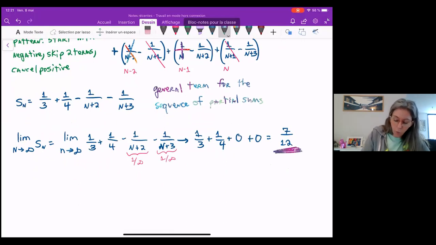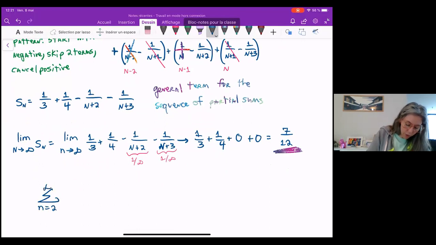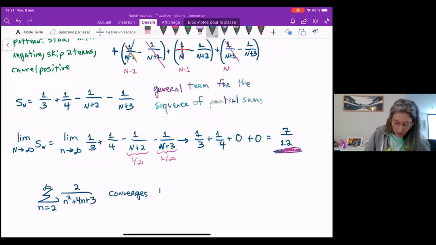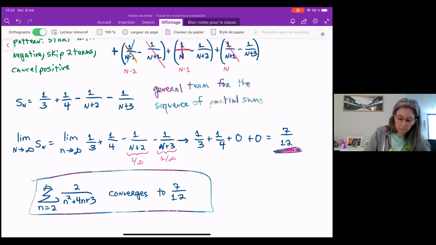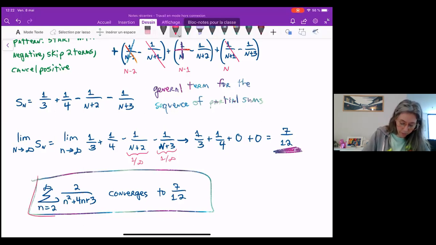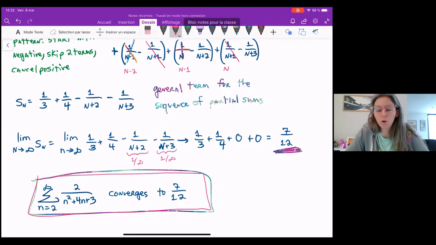In other words, we can conclude that our original series, n is equal to 2 to infinity, 2 over n squared plus 4n plus 3, converges to 7/12. And that is all. That is our answer. If I had gotten an infinity or it does not exist for that limit, the answer would have been diverges. We're done.